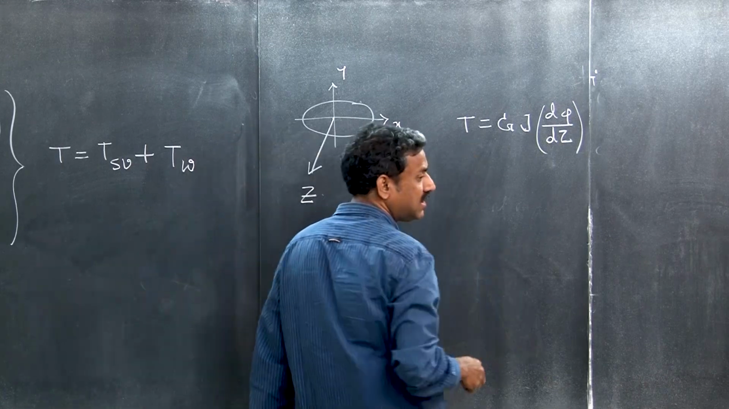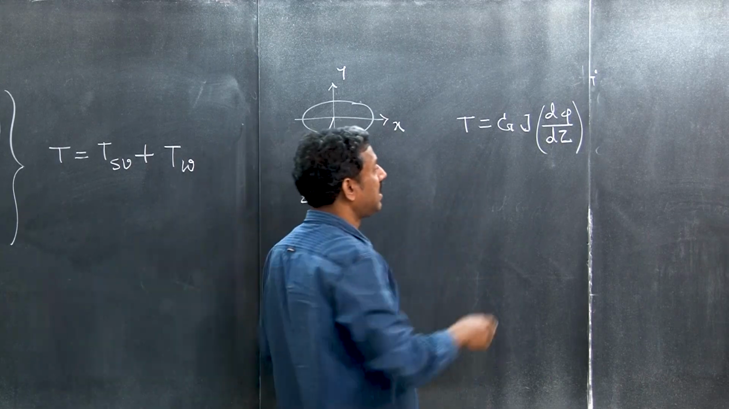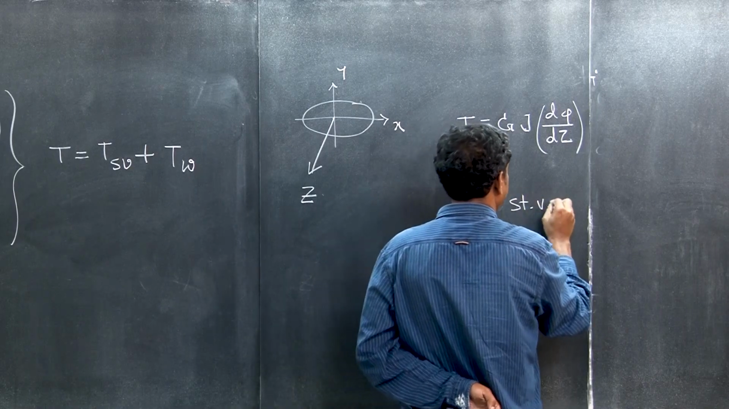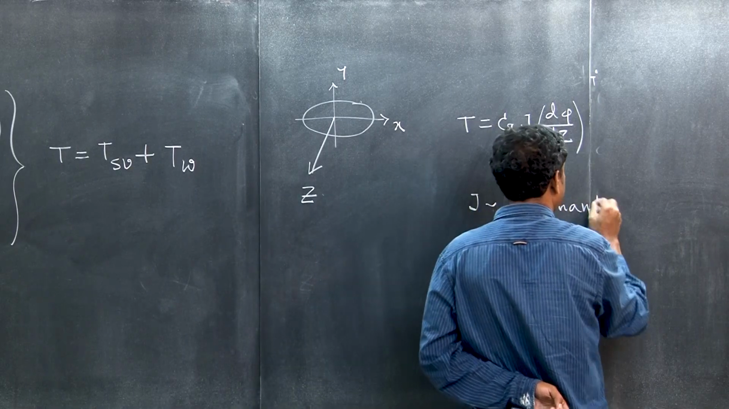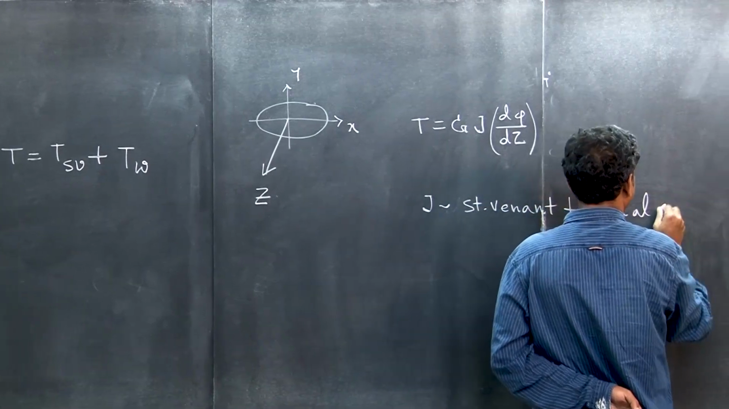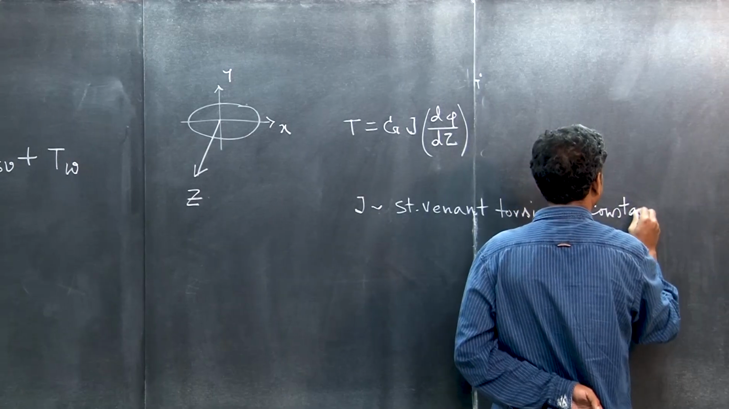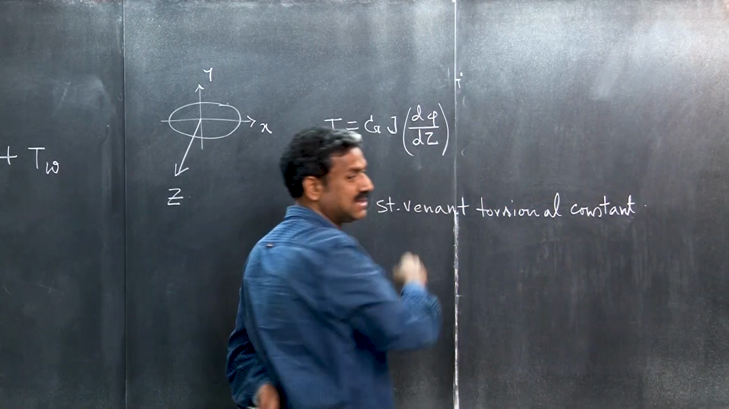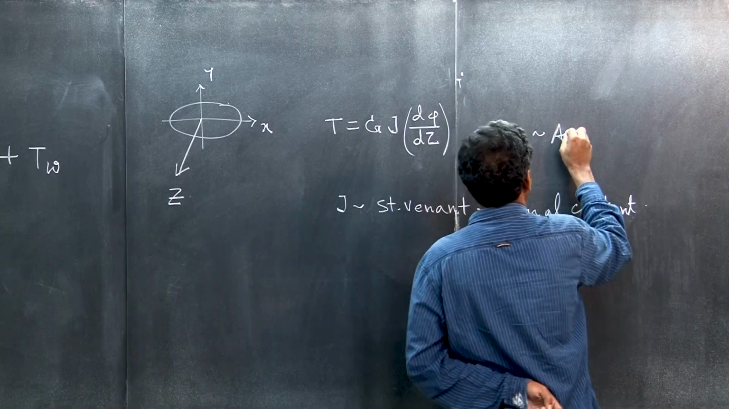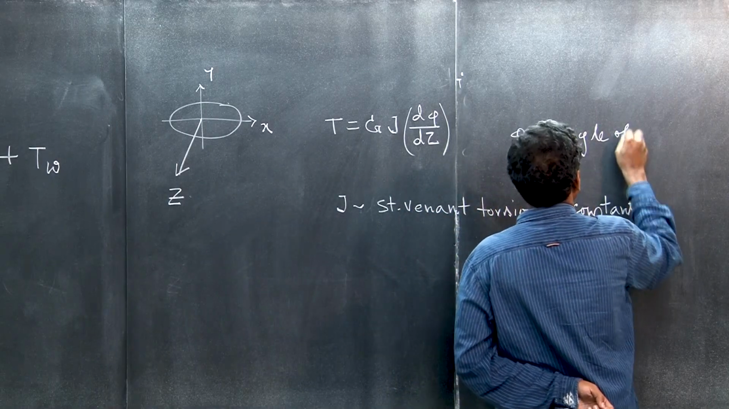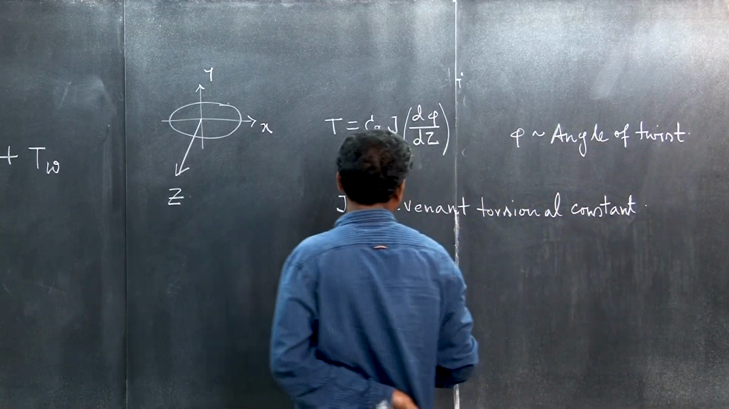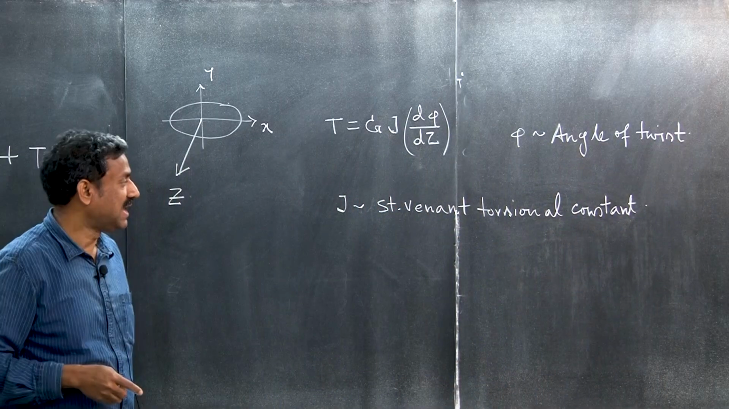So, G is the shear modulus and J is the Saint-Venant torsional constant. And dφ/dz, where φ is the angle of twist, is nothing but, if you want to define it as θ, the twist per unit length.